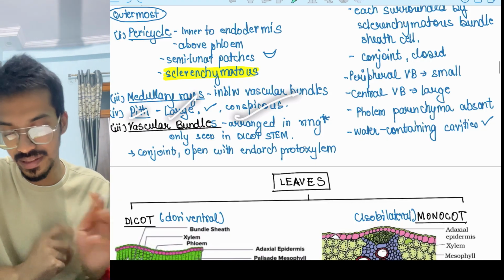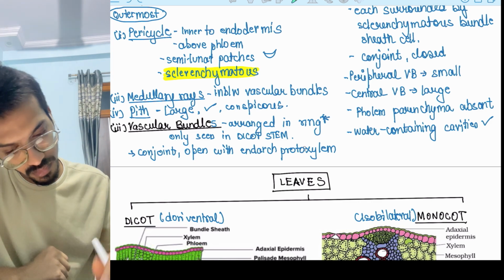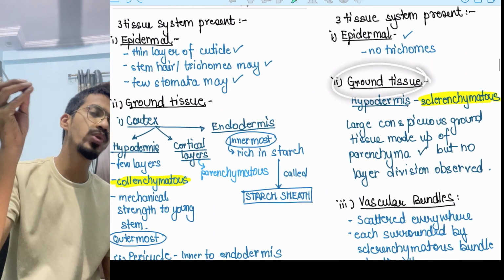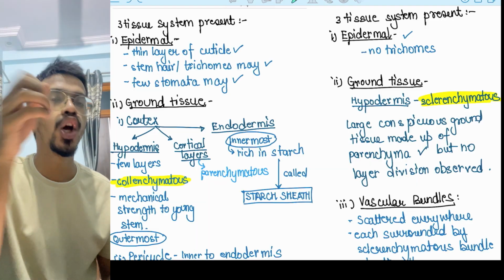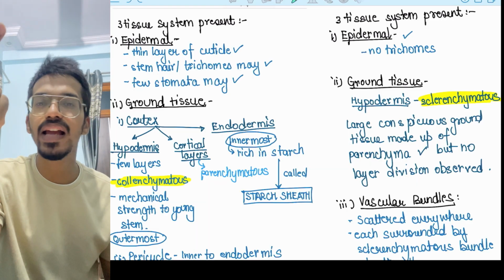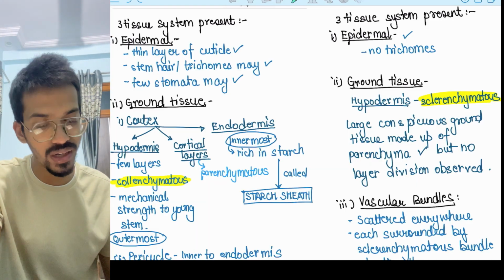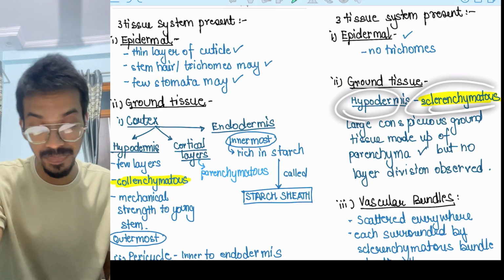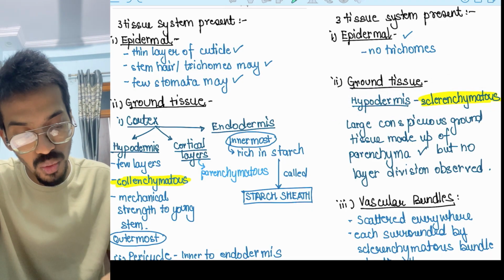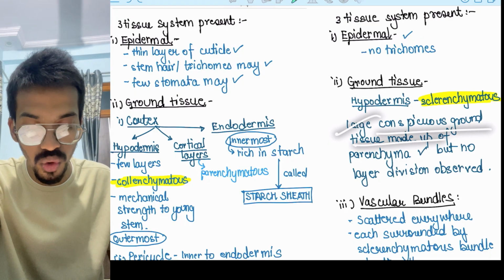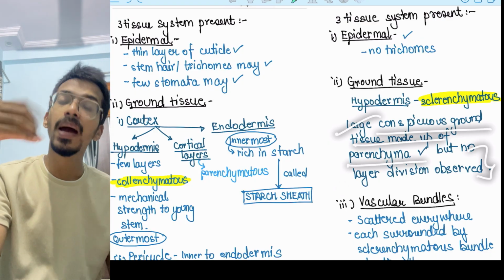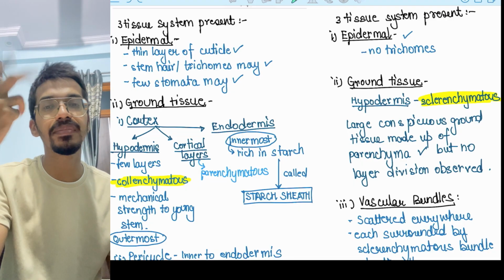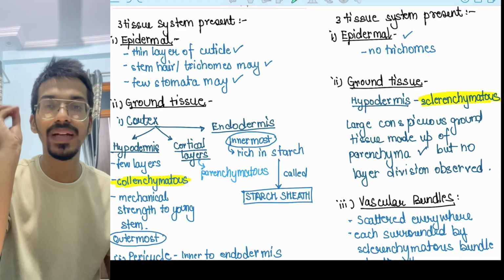We have already seen it. Then comes the ground tissue of the monocots. Now we know that their ground tissue is what? Just the hypodermis is there, and then the general cortex is there. No clear distinction between pericycle, endodermis, pith, medullary rays, or anything is present. Their hypodermis is sclerenchymatous. We have already discussed it. Then the large conspicuous ground tissue is made up of parenchyma, but no clear division is present, meaning no pith, no endodermis, no pericycle, no medullary rays could be identified.